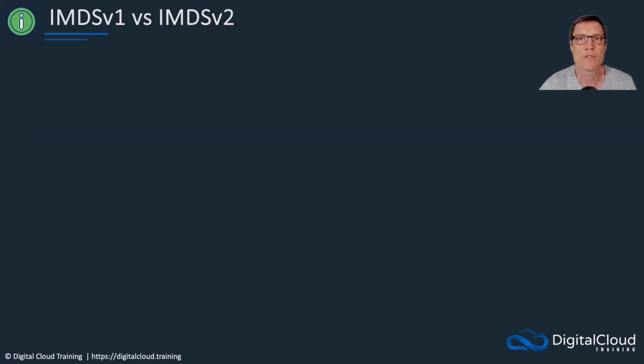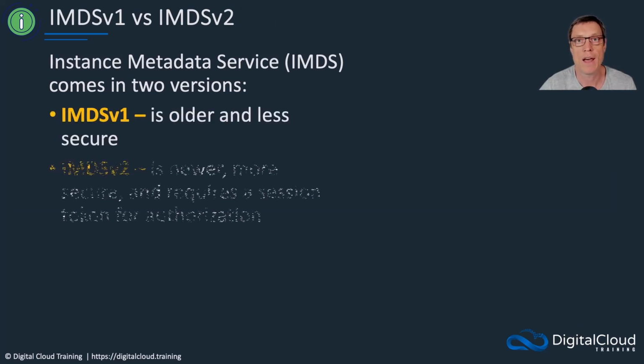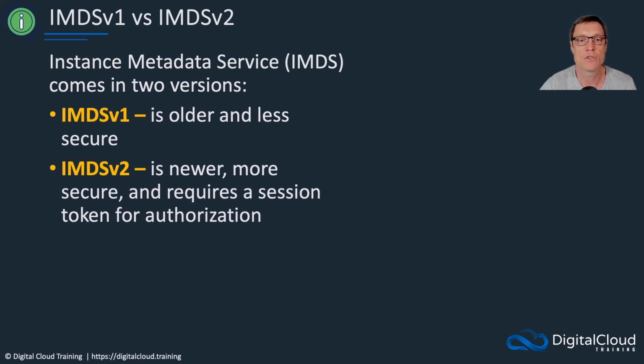Now, there's two different versions of the instance metadata service, V1 and V2. V1 is older and less secure. V2 is newer, more secure, and requires a session token for authorization. The examples I just showed you were with IMDS V1. I didn't have to authenticate. I just ran the curl command and it returned the information.